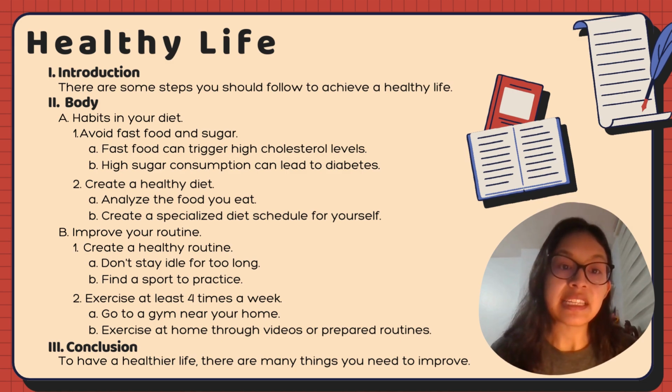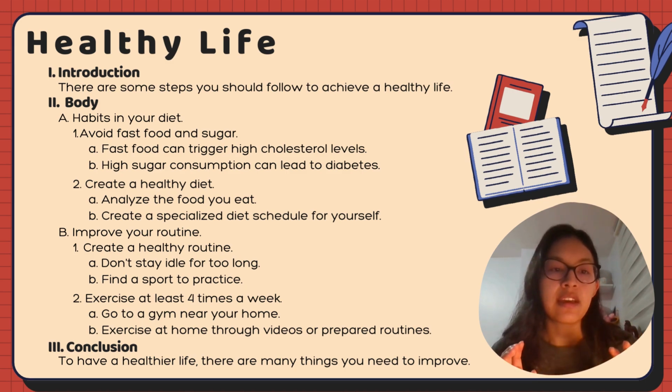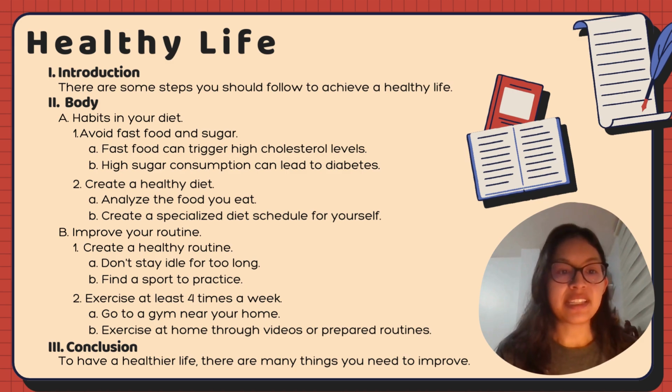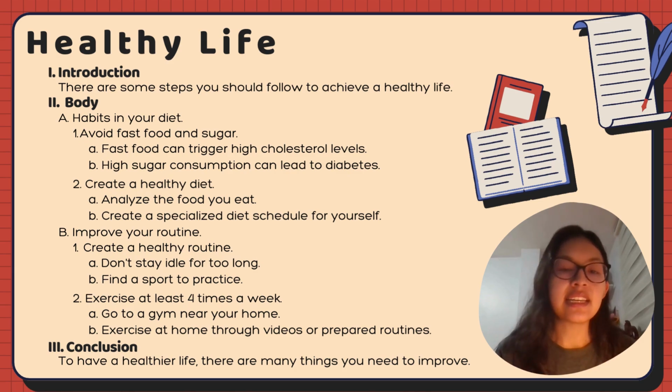And here we have an example. We have a paragraph whose topic will be habits in your diet. This topic sentence has two general statements which postulate avoid fast food and sugar, and another that says create a healthy diet. Each general statement has its respective supporting details that has to be related to it. For example, about avoid fast food and sugar, we have two supporting details which say fast food can trigger high cholesterol levels, and another one that says high sugar consumption can lead to diabetes.